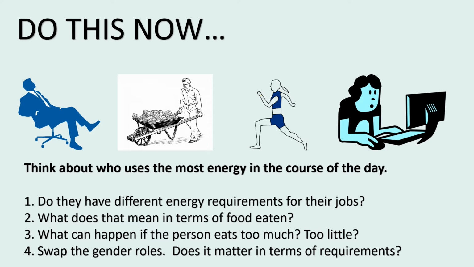Question number 1 is, do they have different energy requirements for their job? 2, what does that mean in terms of the food that they eat? Number 3, what can happen if the person eats too much or too little? And number 4, swap the gender roles. Does it matter in terms of requirements? Have a think about those. You can pause the video, make sure you've got an answer for each of them in your head, and then when we go through the lesson, we'll see whether you were right.